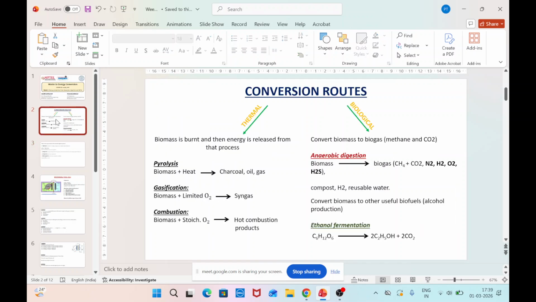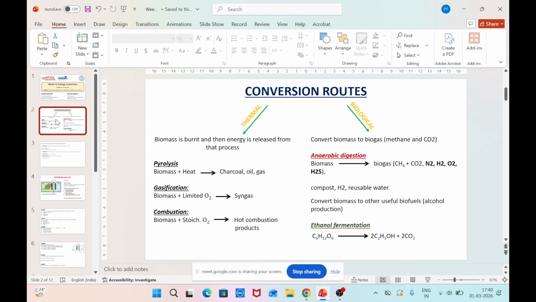So now let's come to the ethanol fermentation process. This is how you typically do the anaerobic digestion process, as we discussed previously, where you convert biomass into biogas, and for that you go through four different processes. The first being hydrolysis, followed by acidogenesis. After that you have acetogenesis and then methanogenesis.